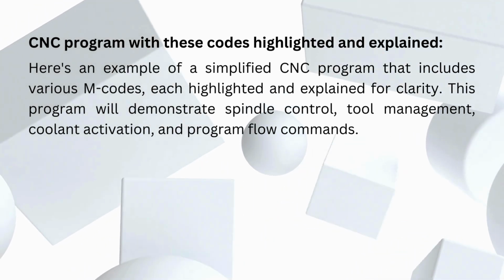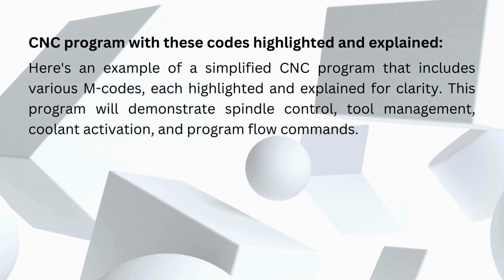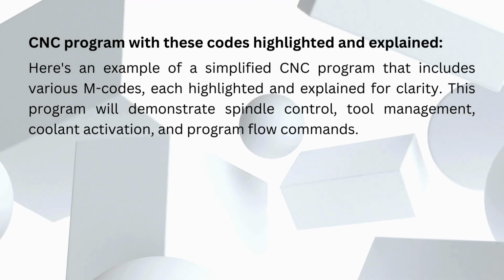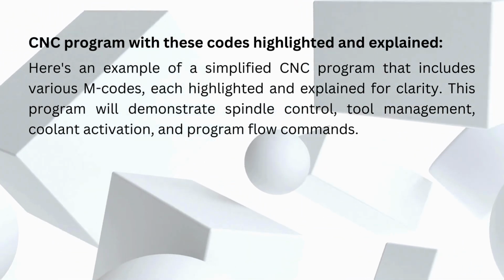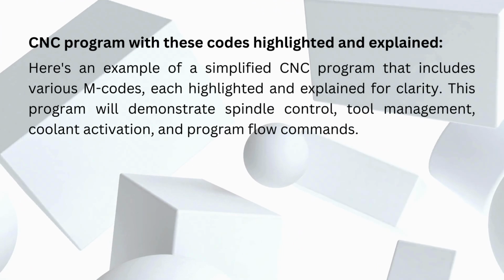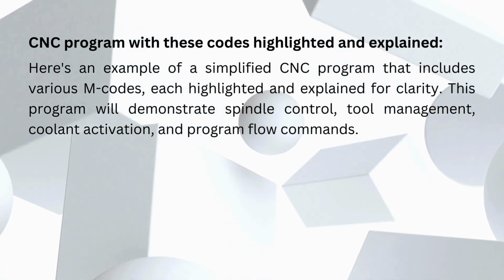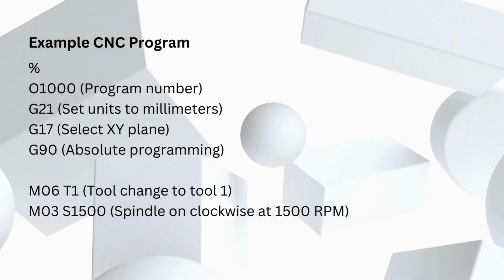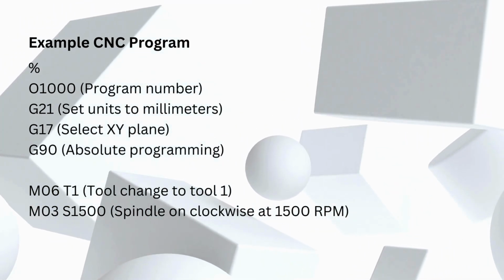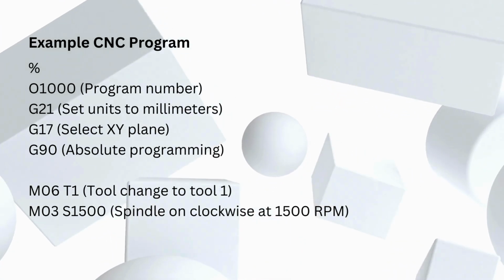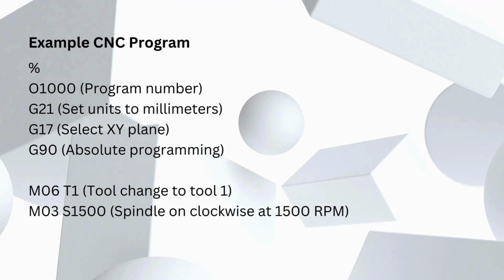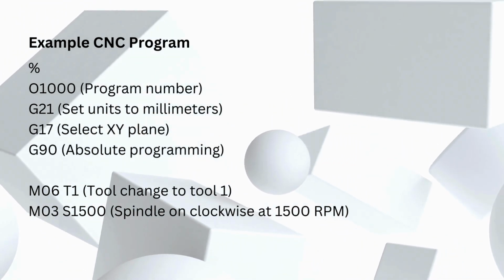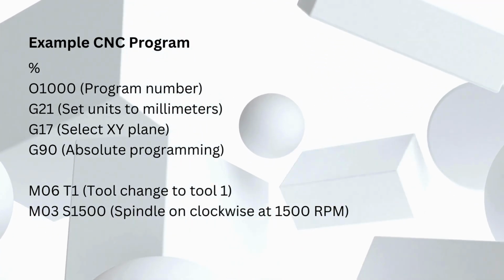CNC program with these codes highlighted and explained. Here's an example of a simplified CNC program that includes various M codes, each highlighted and explained for clarity. This program will demonstrate spindle control, tool management, coolant activation, and program flow commands. Example CNC program. Percent. O1000, program number. G21, set units to millimeters. G17, select XY plane. G90, absolute programming.